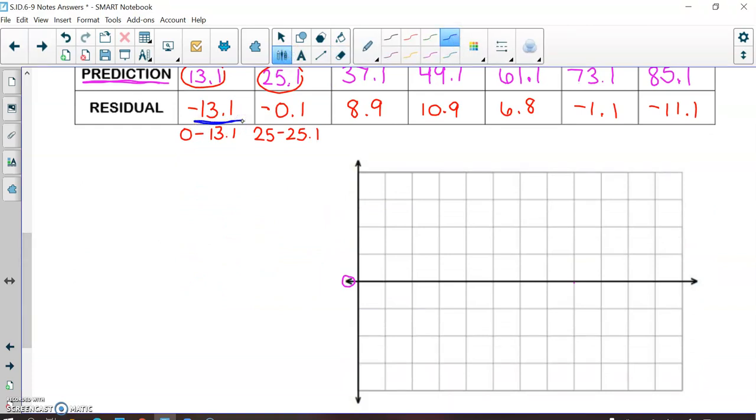My lowest residual is negative 13. My highest residual is 10. So maybe we go by 3's, and we'll just go off the graph a little bit for the 13. The residual plot does not have to be a super accurate plot. It can be more of an estimation. So I'm not worried about you going off the graph on the residual plot.